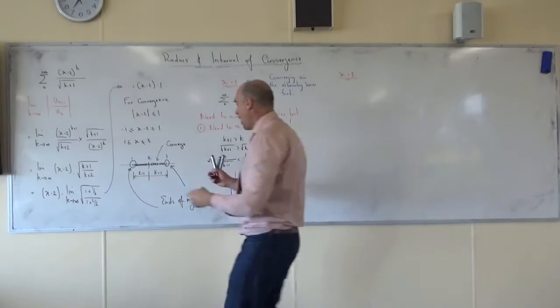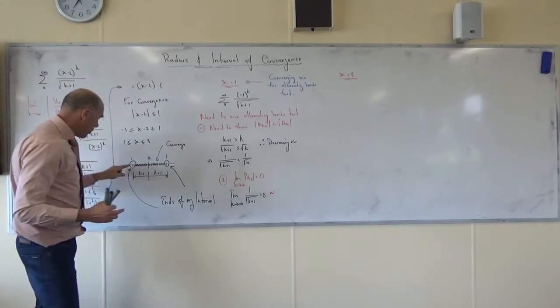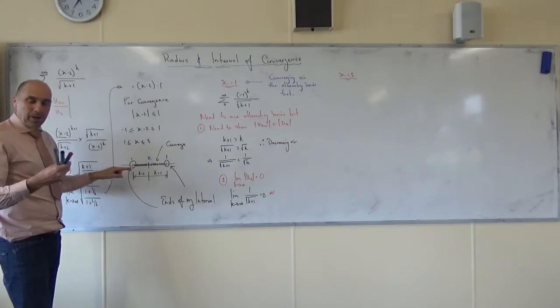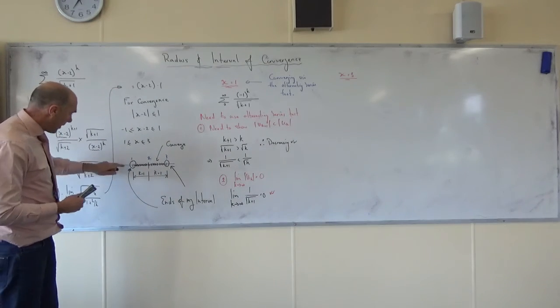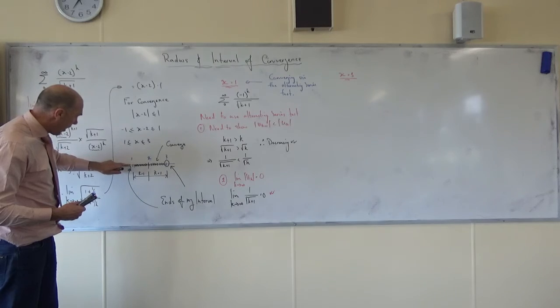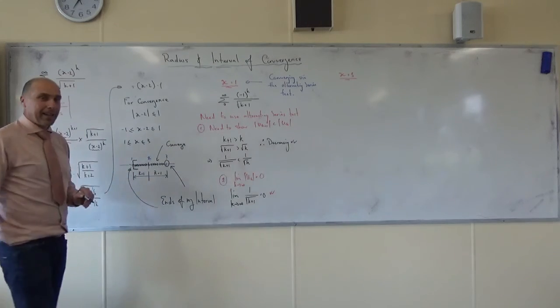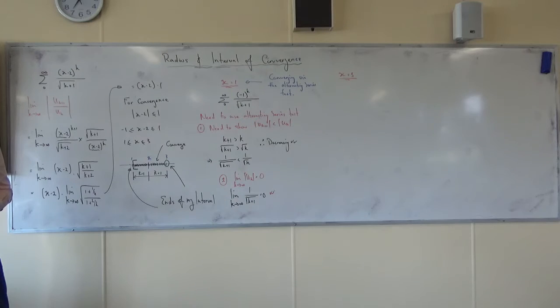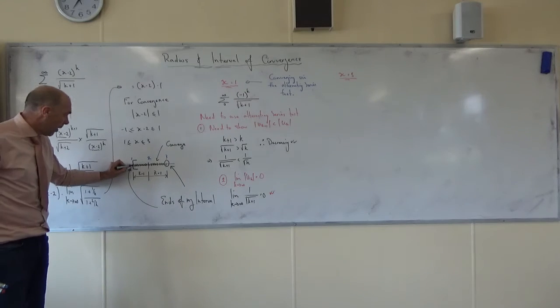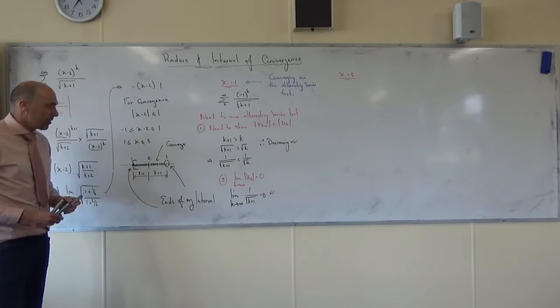So I've checked. I know it converges in here. I've checked that end. Yeah. Guess what I can do with that end now? I can rub out that circle and replace that circle with a dot or a closed bracket. Yeah? Can now enclose that point, or if you like, I can put a solid dot in there.